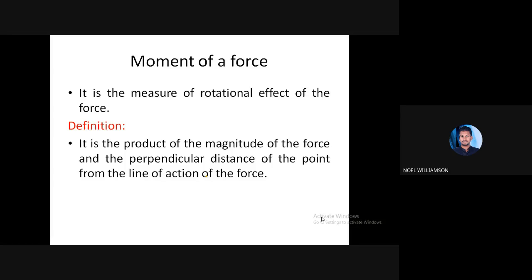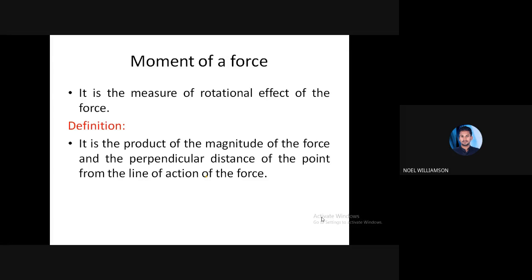Okay, so we have almost finished our first module, and the last topic was moment of a force. We have seen the basic definition, and also gone through some animations regarding the moment of a force. What is a moment of a force, or what do you mean by a moment of a force about a point?